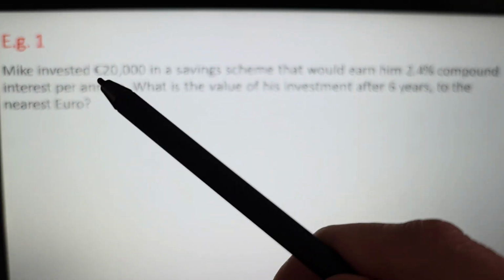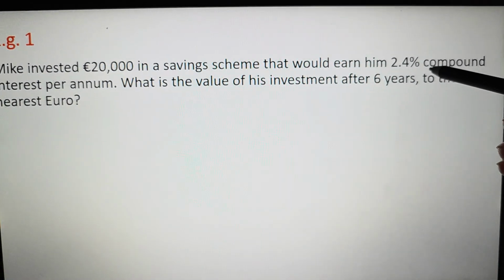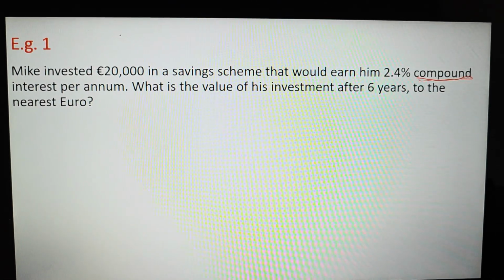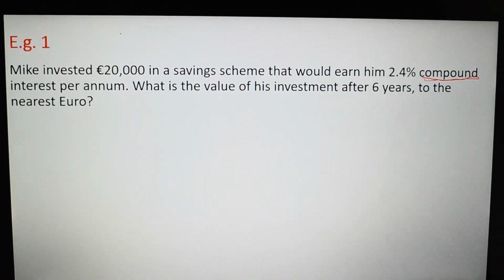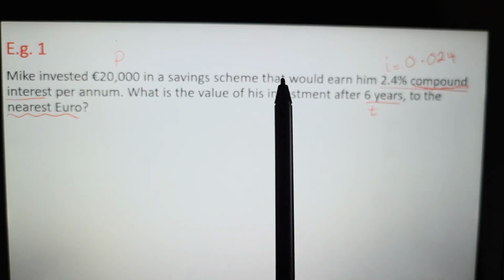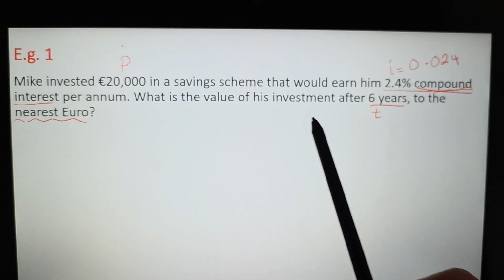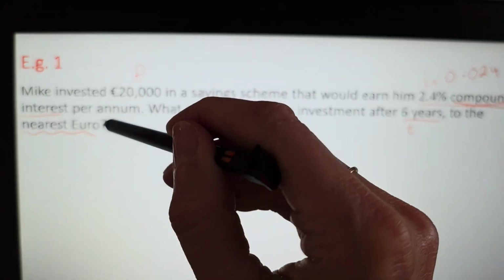So he is investing money here, and they use the word compounded. So if they use the word compound interest, I'll put down the formula for compound interest, and then I'll note what all the variables represent. Okay, so in the formula, F is the final value. That's what I'm looking for, because it says what's the value of his investment after 6 years. So that means find F, okay?